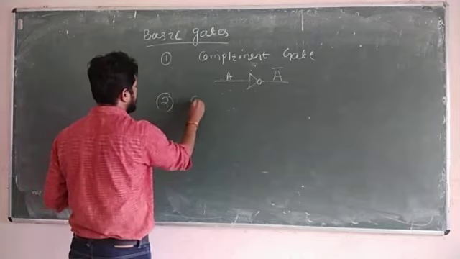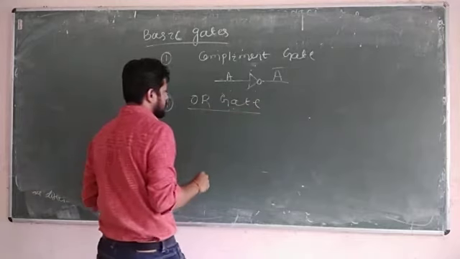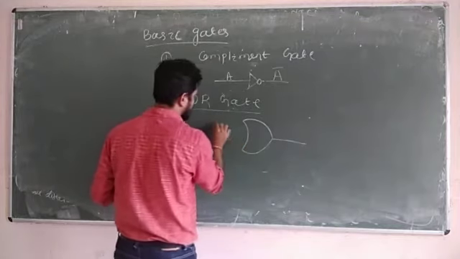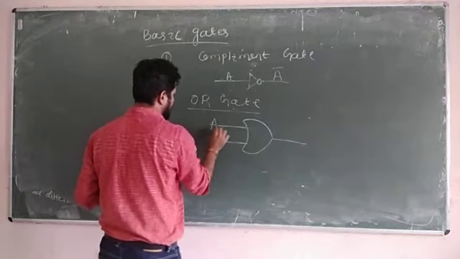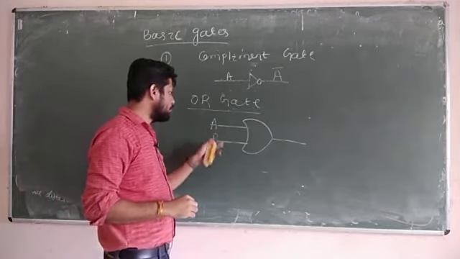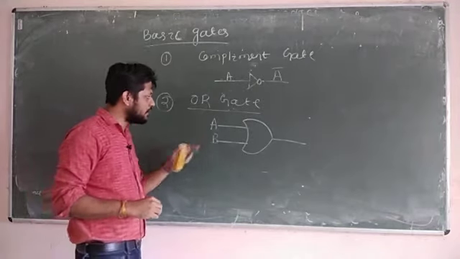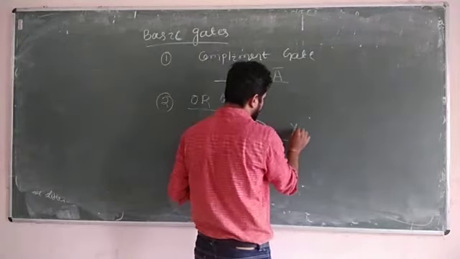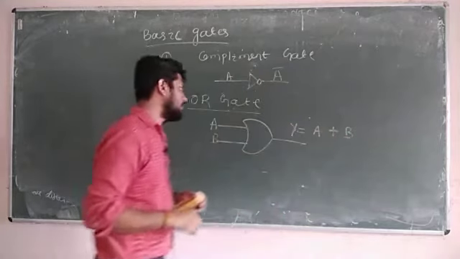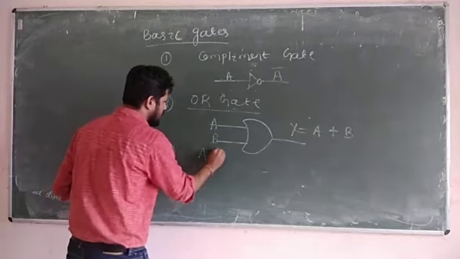The next basic gate we have studied is the OR gate. This is the symbol for the OR gate. We can take more than 2 inputs, but the minimum is 2, hence I have assumed 2 variables, A and B, given to this OR gate, and the output of this OR gate is A plus B. This plus sign in Boolean algebra indicates OR, A or B. Then the third basic gate you have studied is the AND gate.